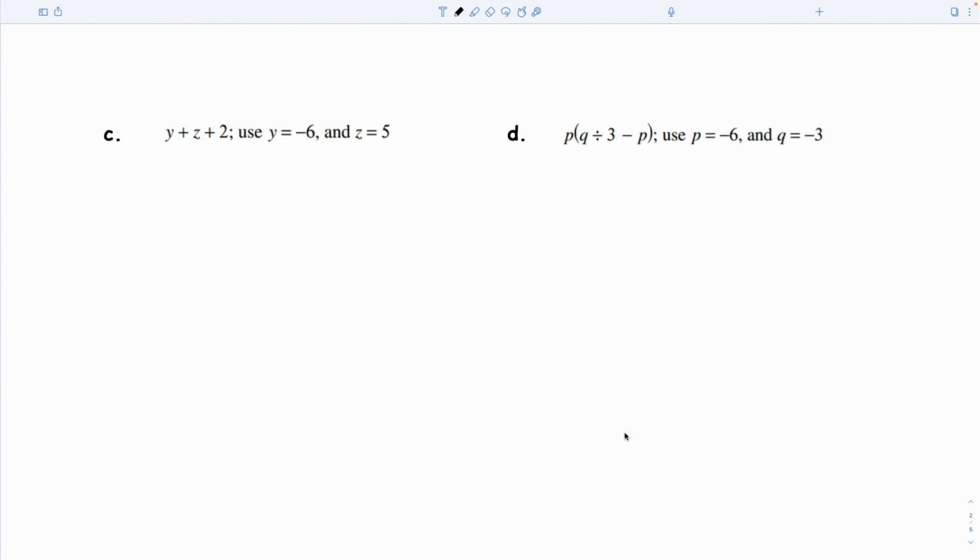Now, C. What is different about C? Turn and talk to your partner. Go.